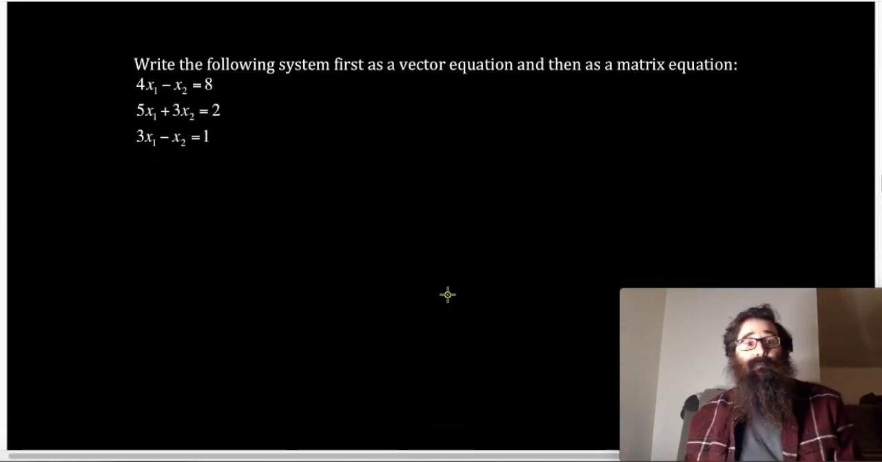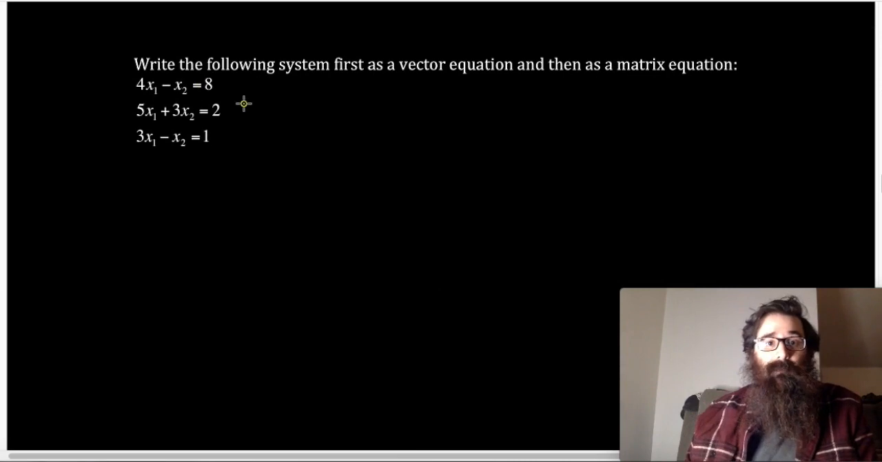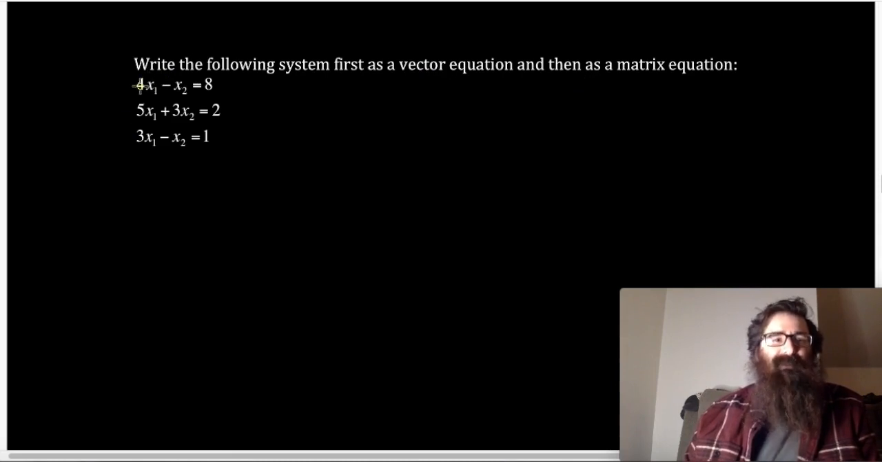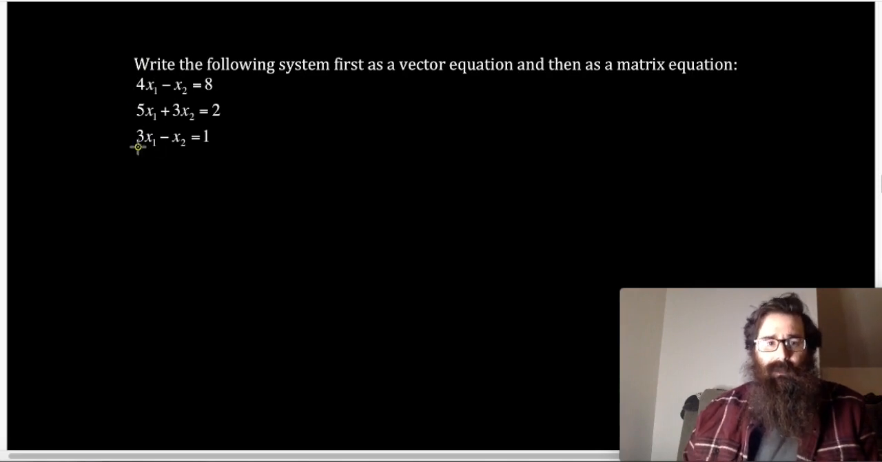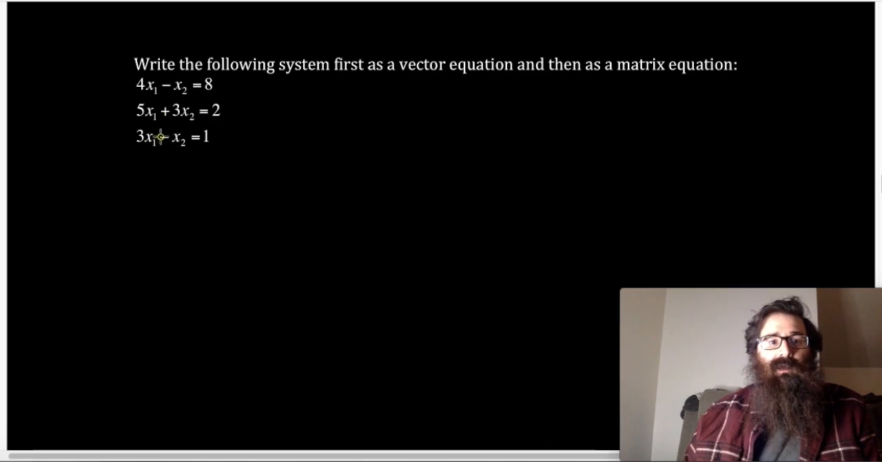Let's take a look at doing sort of both. So here I have a system given. I have a system with two variables, x1 and x2. It says first write this as a vector equation, and then as a matrix equation. Now to write it as a vector equation isn't hopefully too bad. We can see that, and if I do it visually, I can see all of the values that are being multiplied by x sub 1, and then all the values multiplied by x sub 2. So I have this system here: 4x1 minus x2 equals 8, 5x1 plus 3x2 equals 2, 3x1 minus x2 equals 1. And I can really get that vector equation even just from the aesthetics of it.